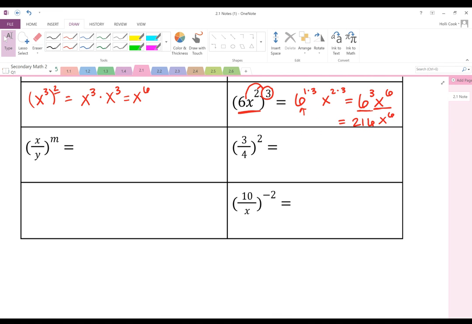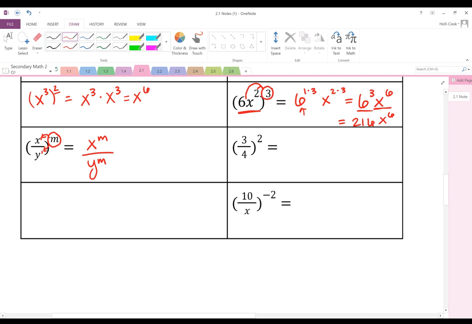Okay, so again, it's the same rule here, but this time we're showing division. Okay, we have a 1 exponent on the x and the y. We want to take this m and it needs to go to every exponent on the inside. So you're going to end up with x to the m power over y to the m power. Here we're just multiplying it inside.